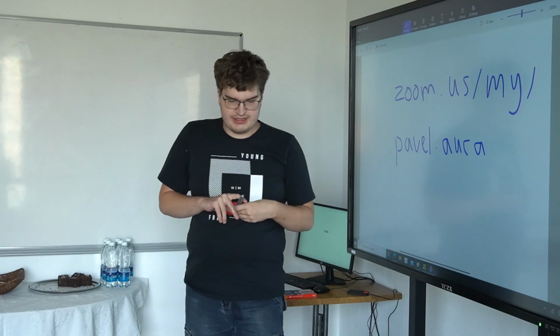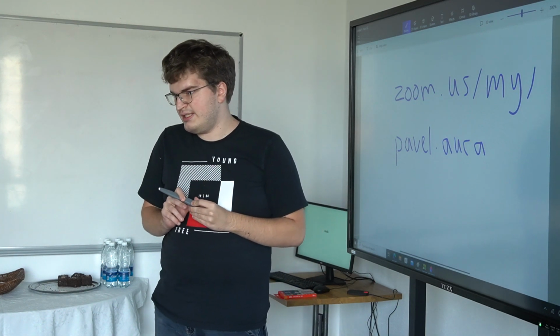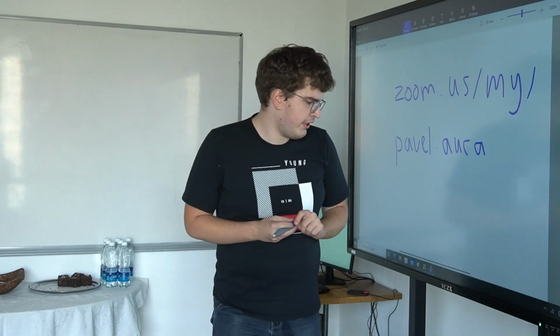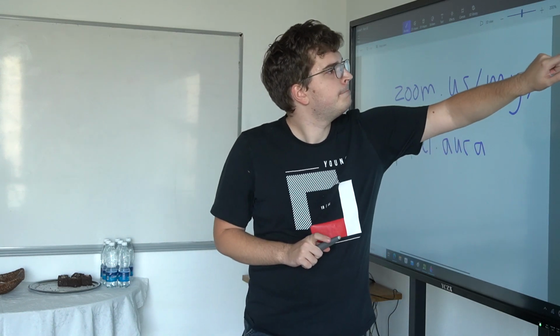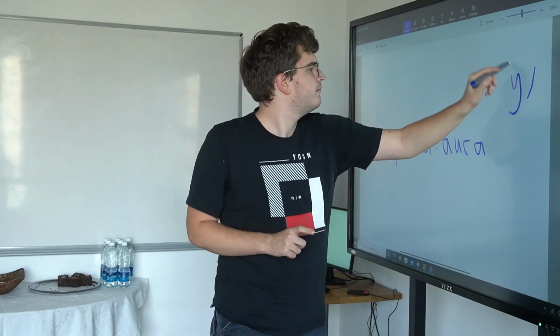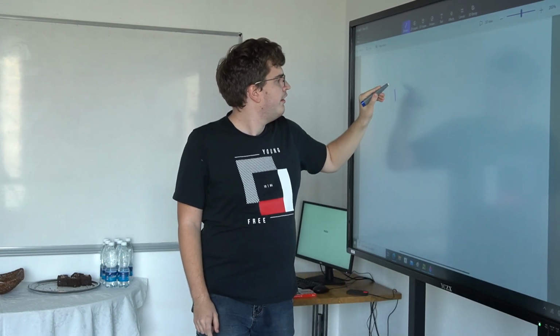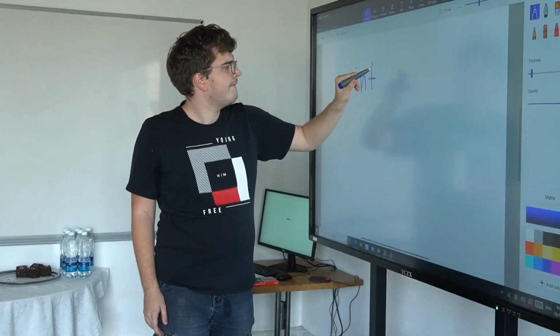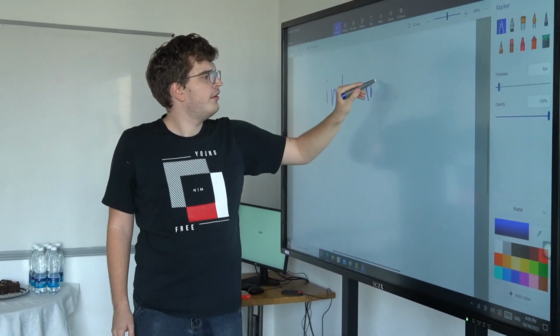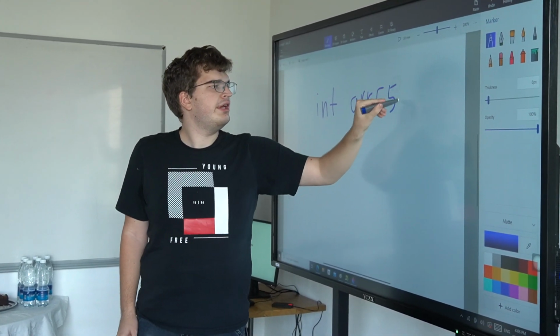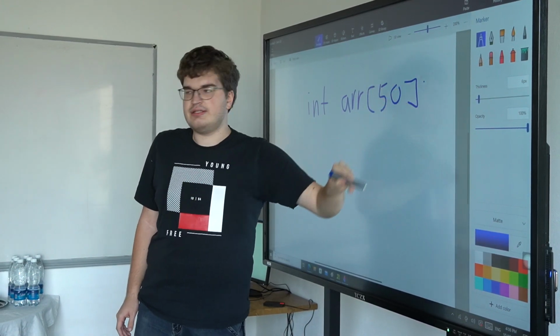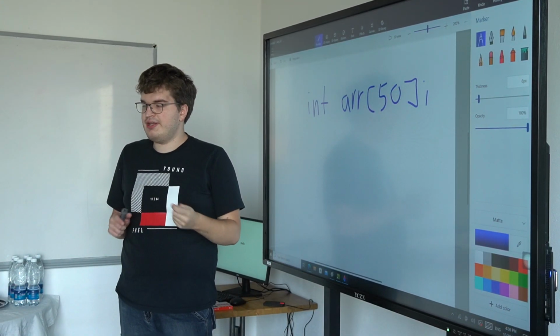In C++, it works a little bit differently. By default, if you write something like int r[50], where is it created? It's created on the stack, on the fast memory.